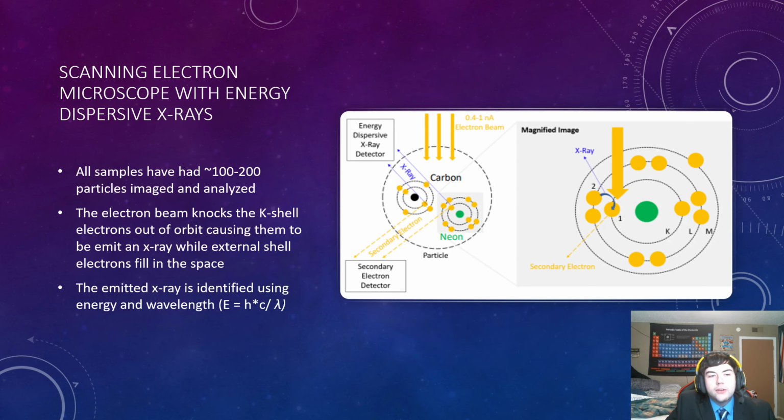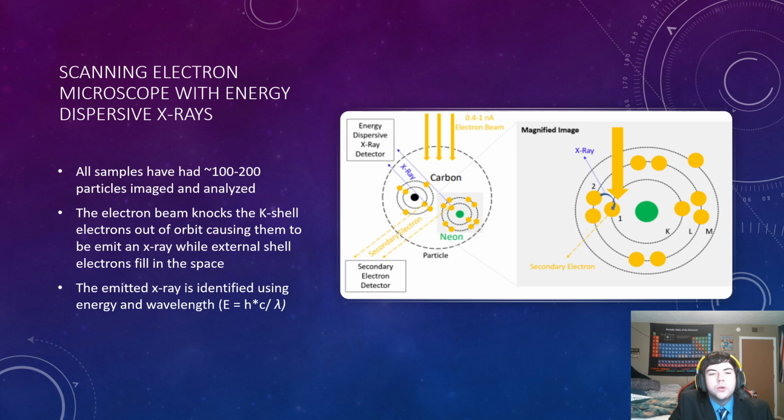All right, a little bit more background. I use an SEM-EDX, a scanning electron microscope with energy dispersive X-rays, primarily for my work. On all of our samples, we have taken 1 to 200 particles imaged and analyzed. A little background on how the SEM-EDX works: the electron beam knocks the K shell electrons out of orbit, causing them to emit an X-ray, while the outer shell electrons fill the space. Just because I like the math behind it, the X-rays are identified using their energy, so I threw the energy equation in there.